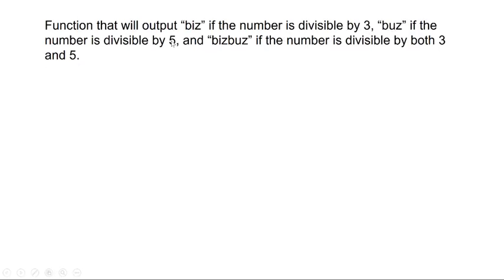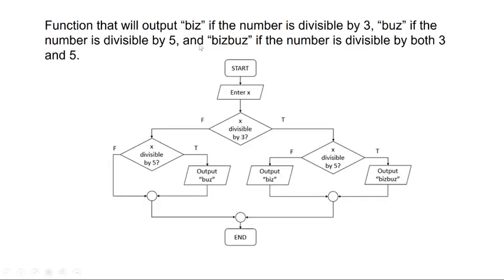Buzz if the number is divisible by 5, and bizbuzz if the number is divisible by both 3 and 5. So a flowchart for this is shown here. You notice that it starts out with a two-way if-then, and it comes back together. But on each arm of the two-way if-then, we have another two-way if-then. So we really have 4 options here.